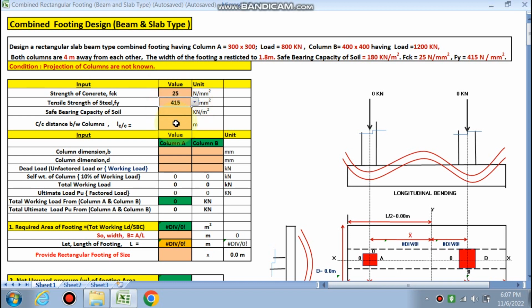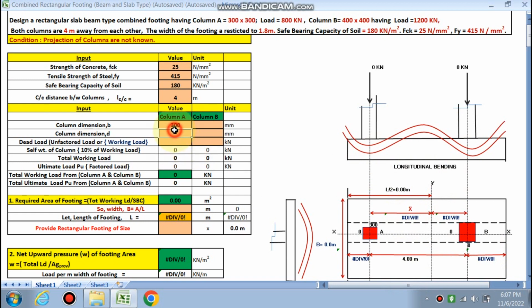You have to fill your data in these pink cells only. Bearing capacity is 180 in our case, 180 kN per meter square, and center to center distance is 4 meter apart. Column A data is 300 by 300, right? You have to see this figure, 300 by 300, and column B is 400 by 400, right? 400 by 400. Working load for column A is 800 kN and for column B is 1200 kN. Now we have filled the data.